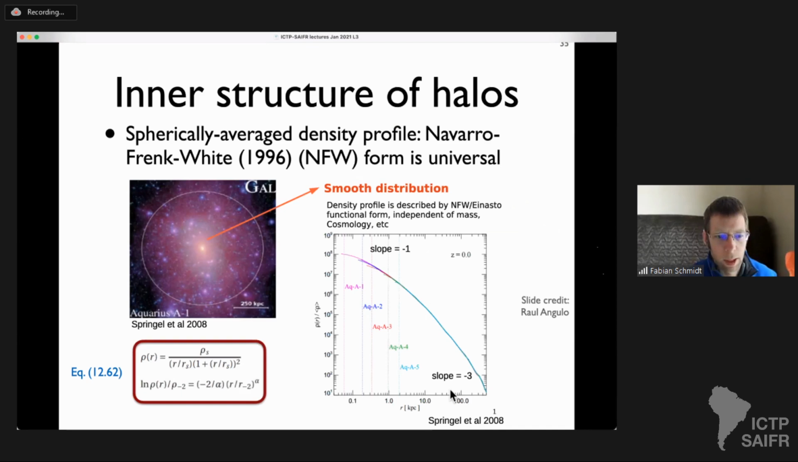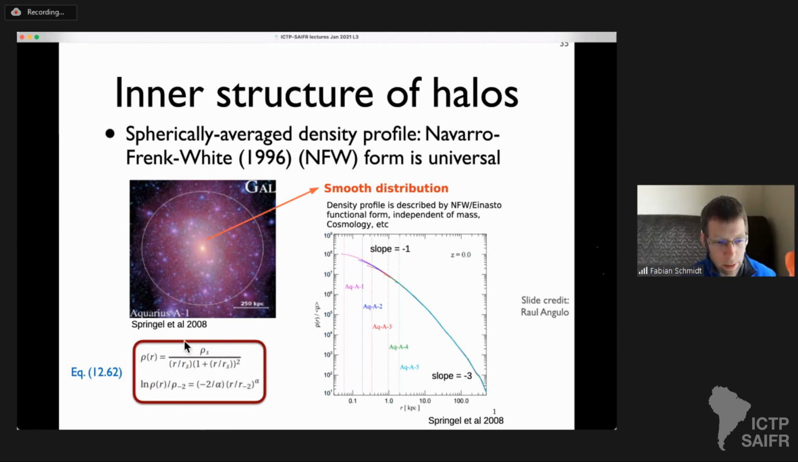Then the interior structure of halos. So halos are not smooth, but what you can do, of course, is compute the spherically averaged density profile. And that's what Navarro, Frenk, and White did in 1996. And they found that all halos, regardless of the mass, even changing the cosmology of the simulation, they all have this universal form with a power law index of -1 close to the center, -3 further out.